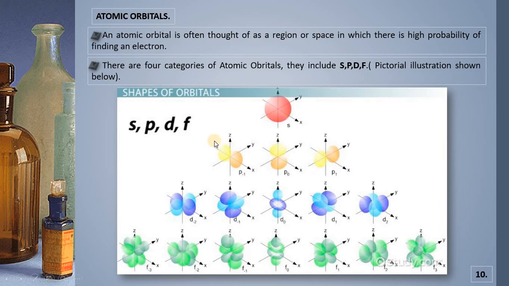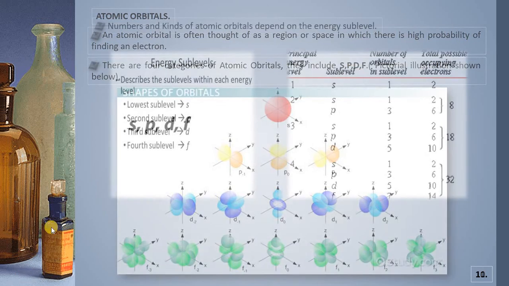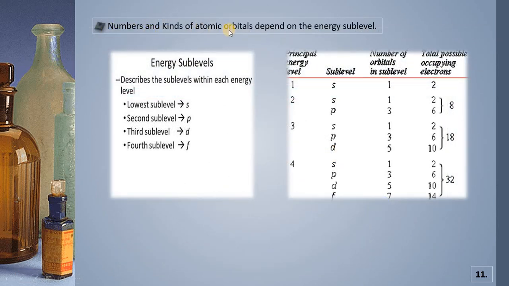We have the S, which is the spherical shape, we have the P, which is the dumbbell shape, we have the D, and we have the F. And now let's progress again. The number and kind of atomic orbitals depend on the energy sublevel. The lowest sublevel is S, the second sublevel is P, the third sublevel is D, while the fourth sublevel is F.